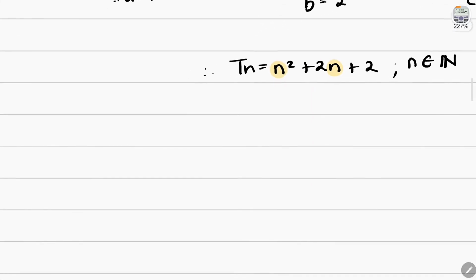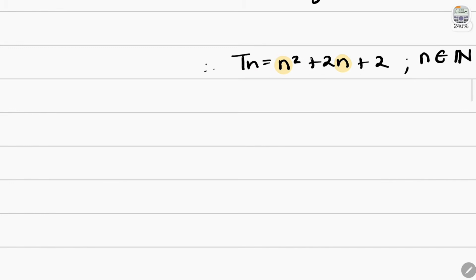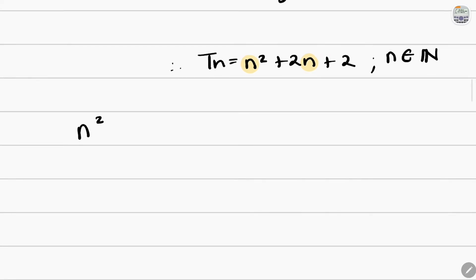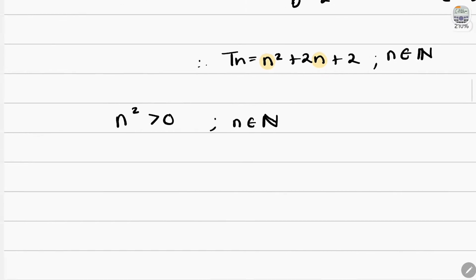Well, let's go ahead and look at each part of this expression. So we have n squared. N squared, regardless of what n is, even if n was not an element of natural numbers, even if it wasn't numbers like 1, 2, 3, and so on, would still always be positive because you're squaring this value. So this will always be greater than 0 for where n is an element of all natural numbers.